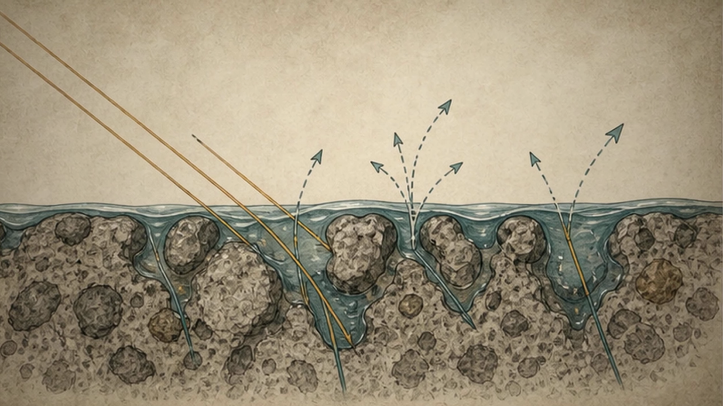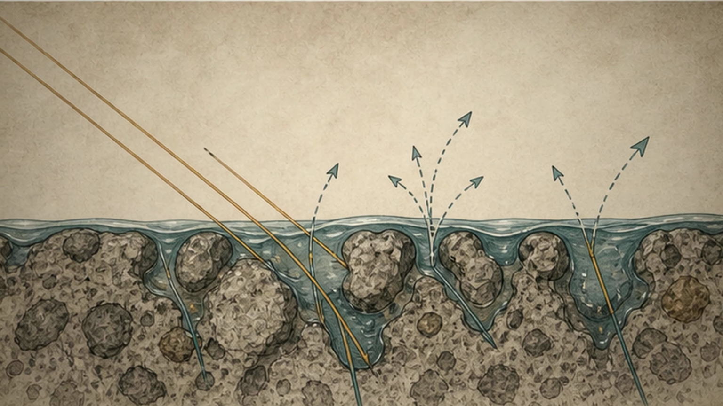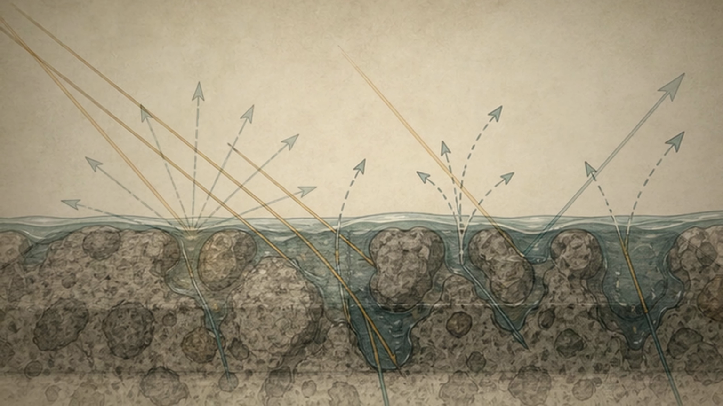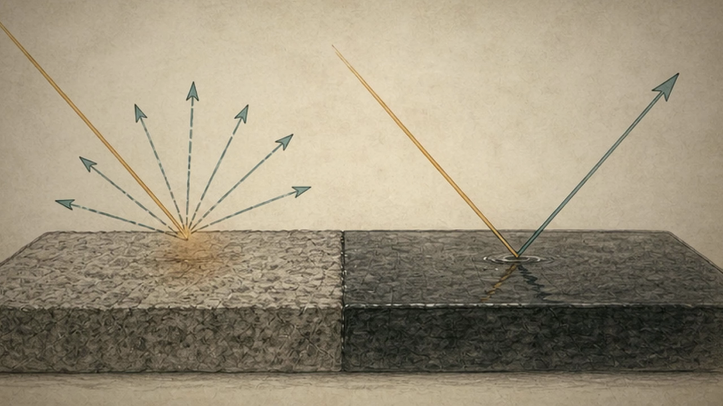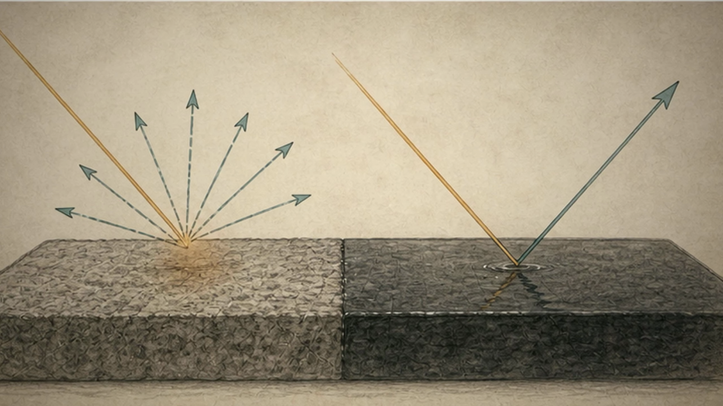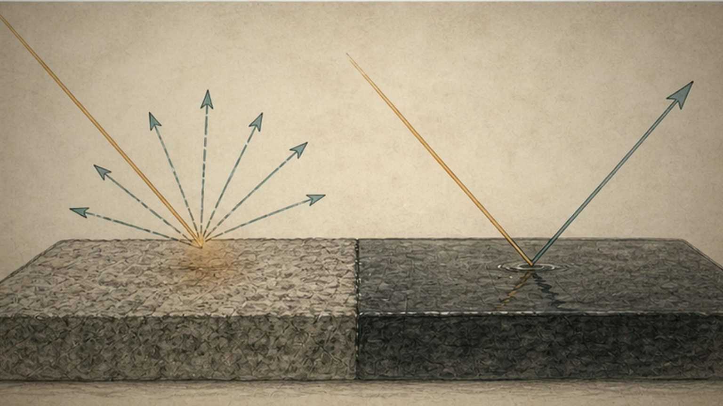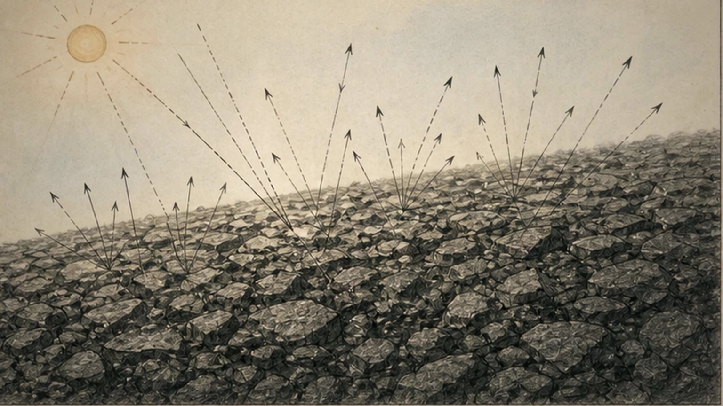At human scale, asphalt looks flat. Under magnification, it is a jagged landscape of stones, binder, pores, and tiny air gaps. Each small face points in a different direction, so incoming daylight meets thousands of different angles.